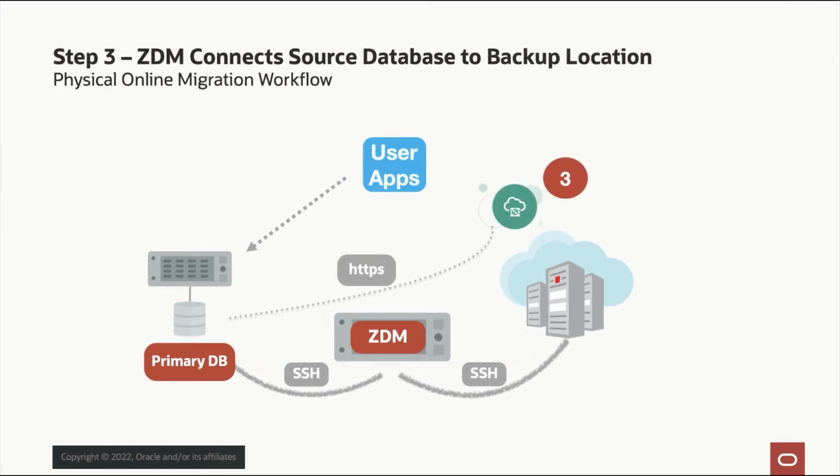And how does ZDM continue? Well, it'll then start creating the backups I mentioned, the L0 and L1 backups from the primary database on premises, and will start a connection between that primary database and the backup location of your choice. In this case, let's pretend we're migrating to Exadata Cloud Services. So this backup location will be a bucket of object store or object storage in your cloud tenancy.